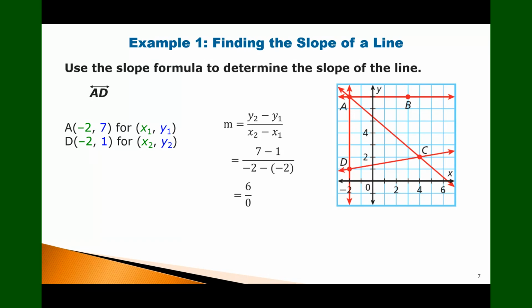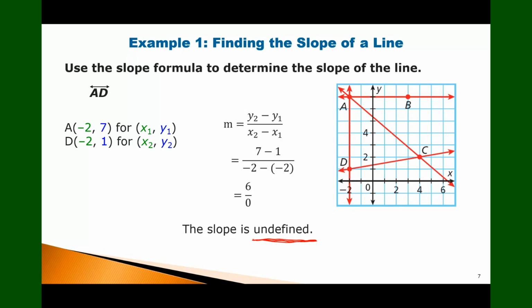You may have ended up with a negative on the top if you flipped your numbers around, but it doesn't really matter because if I have any number over 0, that's always undefined as your answer. Okay, so that's the word we're looking for. So if you see something over 0, you're going to say your slope is undefined.